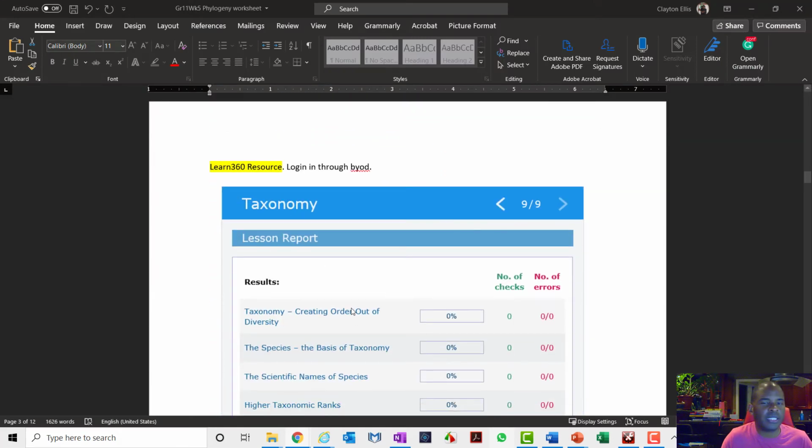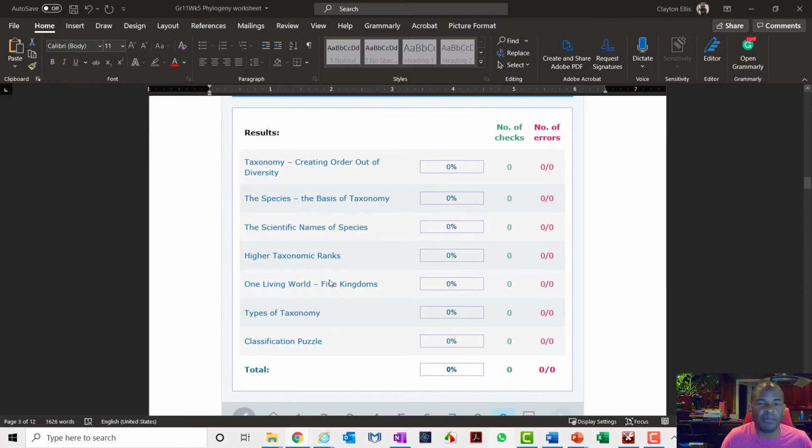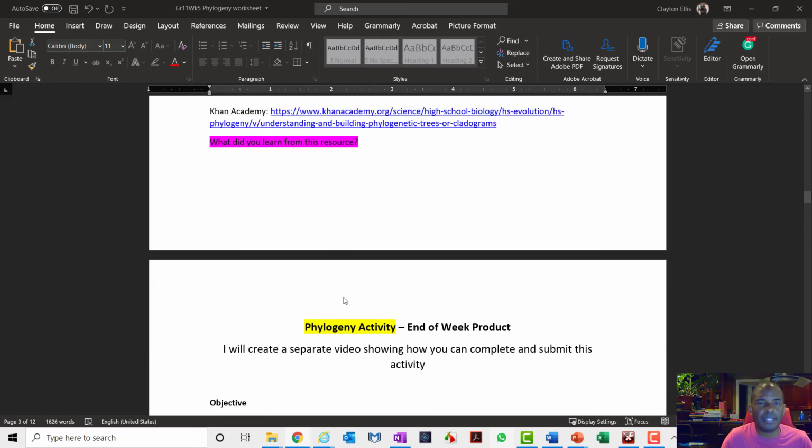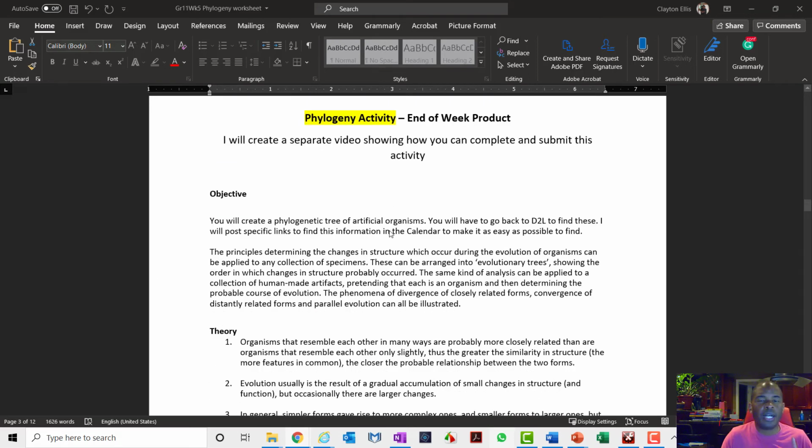The Learn 360 resource as well. It's really connecting to taxonomy and through different styles of classification schemes up until we get to phylogeny. And then the phylogeny activity. So I'm going to give a very specific video lesson set of instructions on how to work this activity.